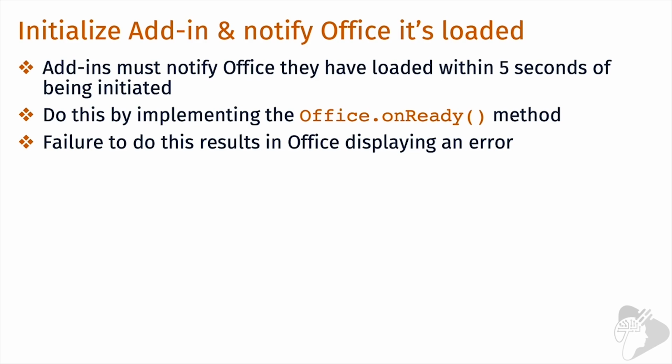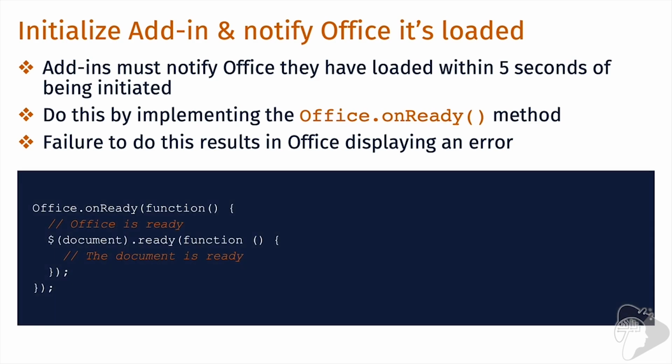If it's a task pane, it's going to show something like the ASP.NET yellow screen of death. It's going to present something to the user to let them know that Outlook isn't the thing that's having a problem. It's this extensibility piece that is. So you have to respond within 5 seconds of this being called. The way you do that is you implement a method called Office.onReady, and you make sure it completes within 5 seconds. Like I said, failure to do this is going to display an error.